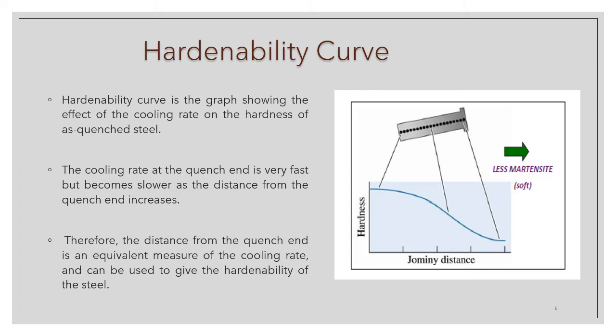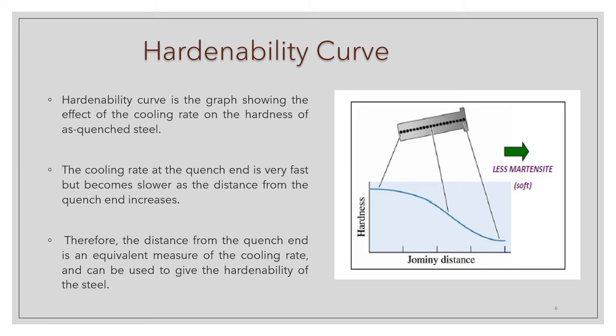So what do we get? After we conduct the Jominy End Quench Test, we get the hardenability curve. It is a curve that shows the effect of cooling rate on the hardness of quenched steel. Let us take a look at this graph.